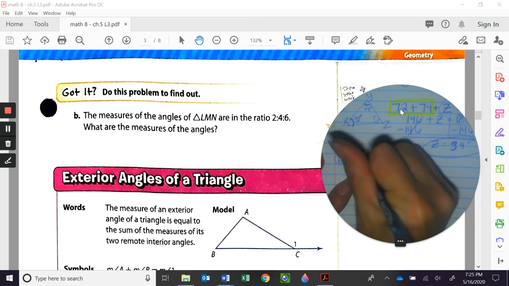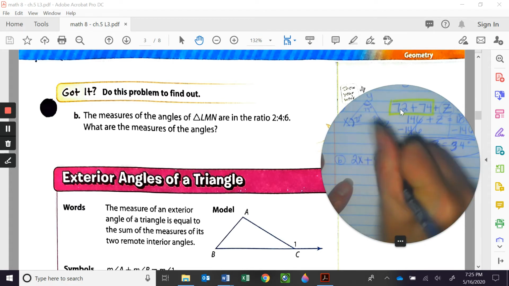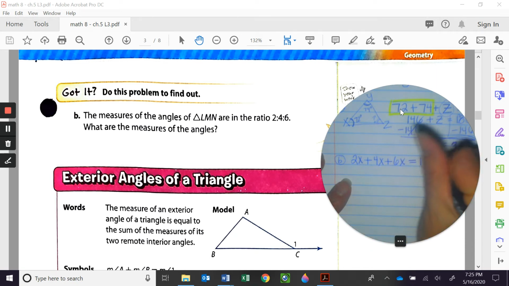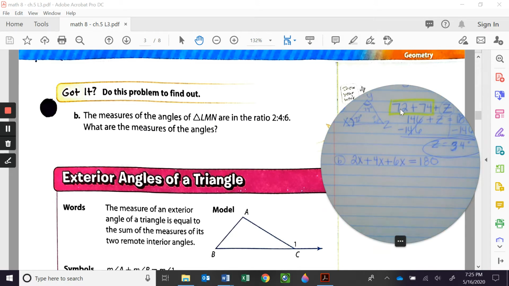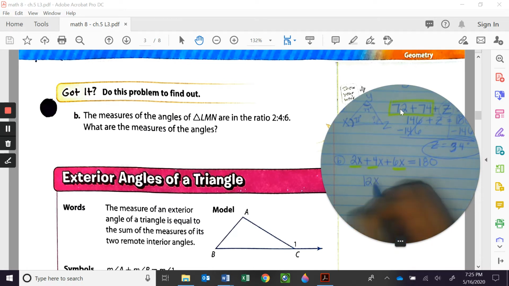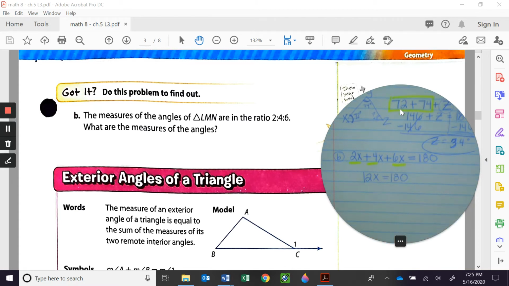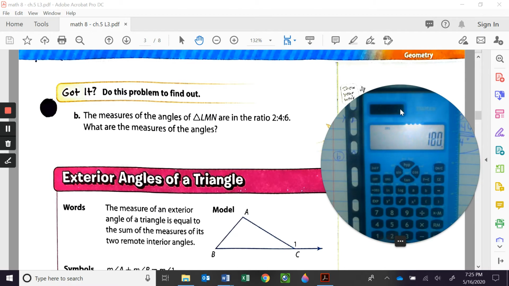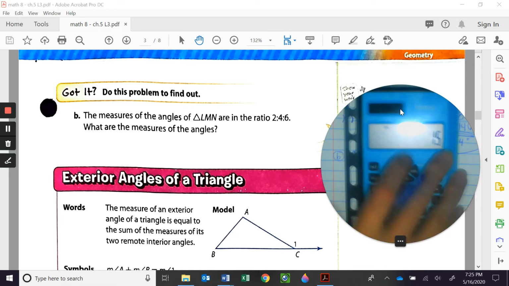So I can say, okay, 2x plus 4x plus 6x, because they have something in common except for that pattern, and they have to equal 180 degrees. Okay, so they're all like terms, so I can combine those. So we get 12x equals 180. I divide by 12 because I need to get my x by itself. Again, if you don't know that, get your calculator out. 180 divided by 12 is 15.